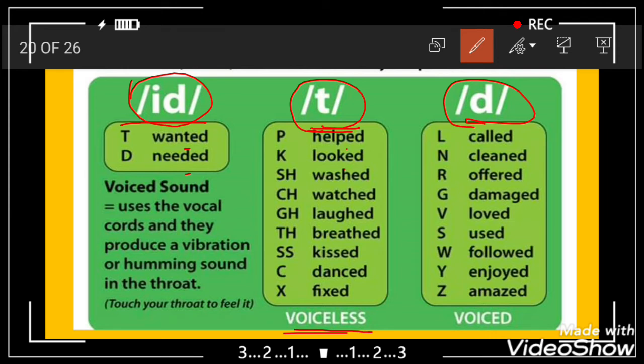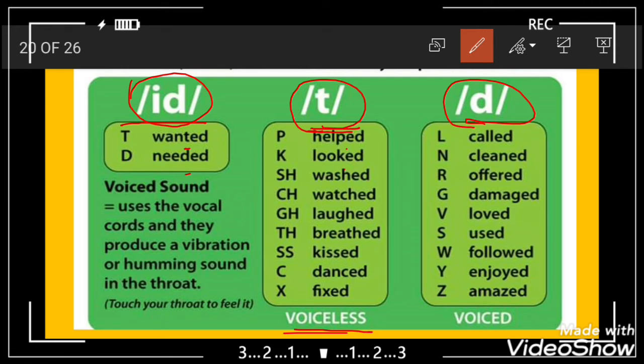So how are you going to pronounce the ED as T? We say helped, looked, washed, watched, laughed, breathed, kissed, danced, fixed. Why? Because the verbs here end in a T sound. So I'm talking about pronunciation, okay? This is very important, pronunciation.